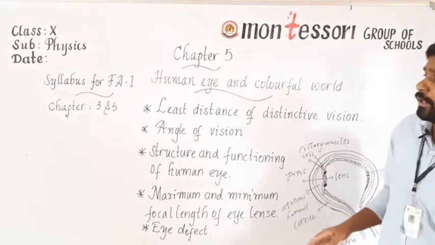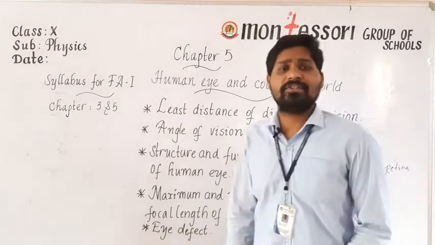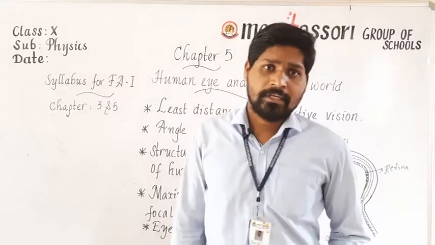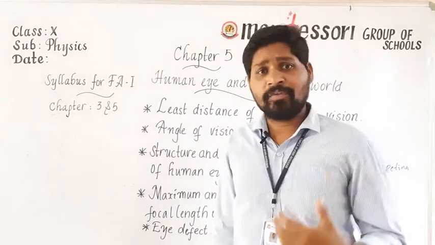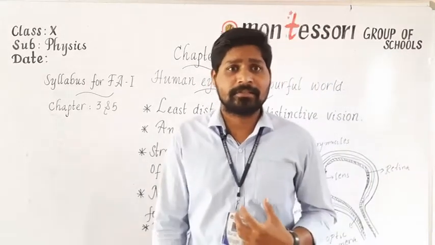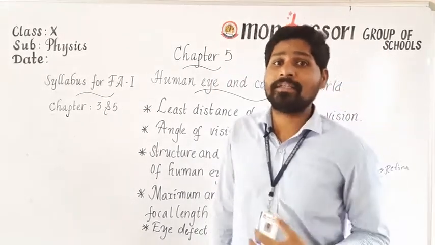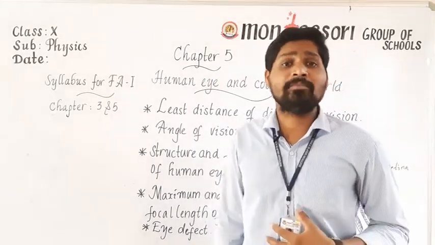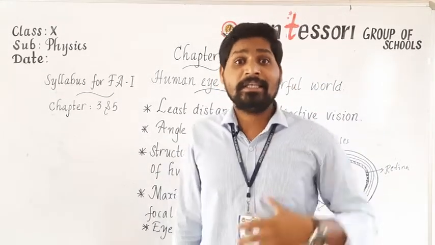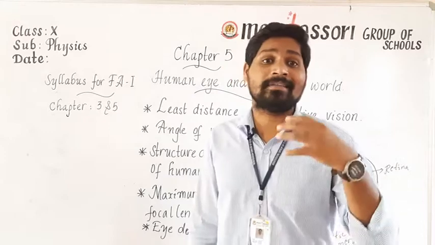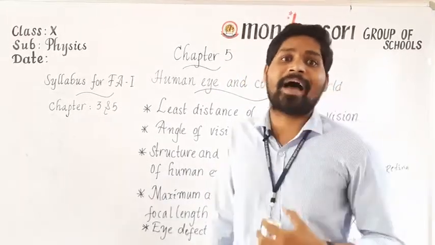First of all, we are going to see the least distance of distinct vision. What is it? Can you read a textbook placed very close to your eyes? Definitely not. If you move it far away from your eyes, you are also unable to read the words in your textbook. In order to read, we should hold the textbook at a certain distance from our eyes.